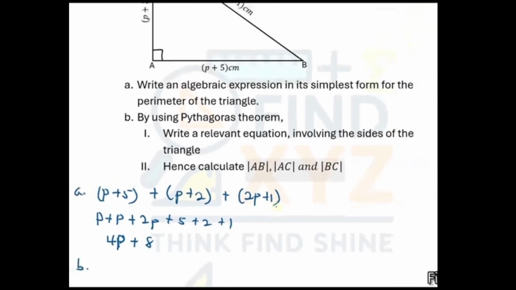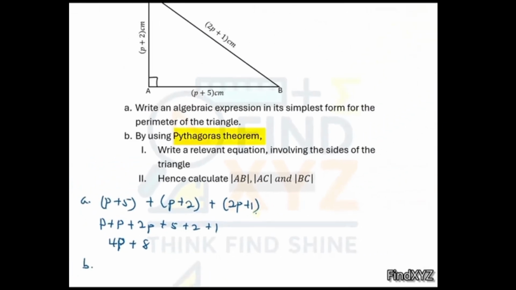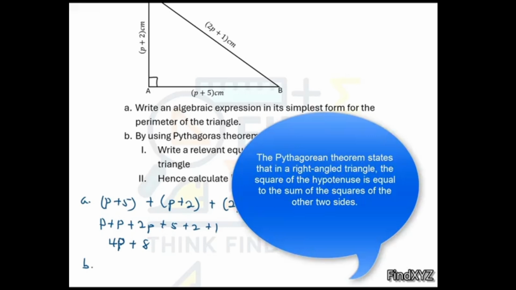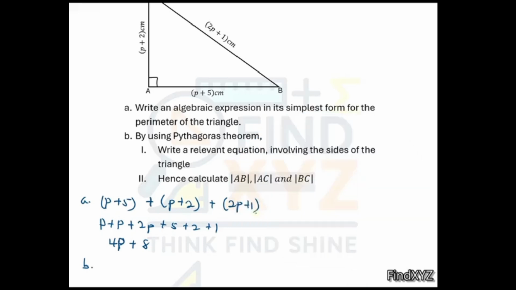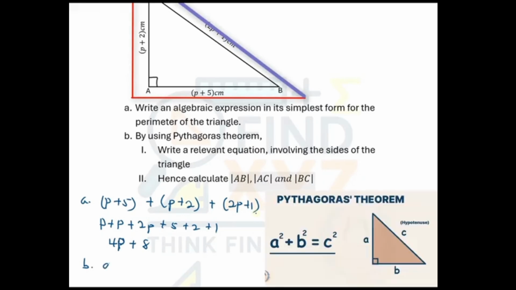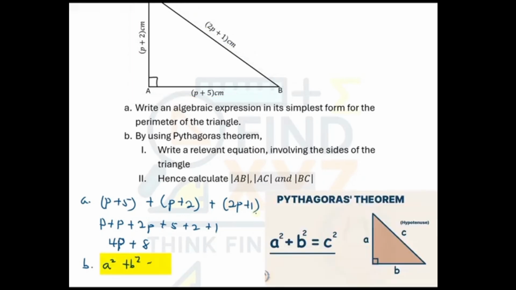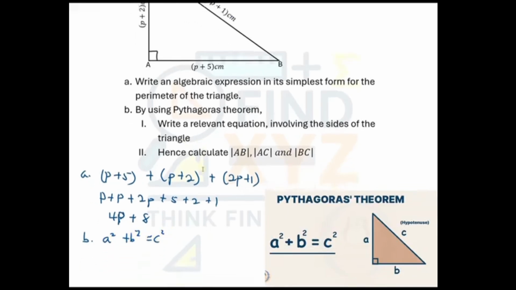The second part, we've been asked to use Pythagoras theorem to write a relevant equation involving the size of this triangle. But the question is, what is Pythagoras theorem? Pythagoras theorem states that for any right-angled triangle, the sum of the squares of the legs is equal to the square of the hypotenuse, which is the longest side. So Pythagoras is saying that a squared plus b squared is equal to c squared. So it means that we are going to square the legs and put them together and equate it to the square of the hypotenuse. So let's do that.